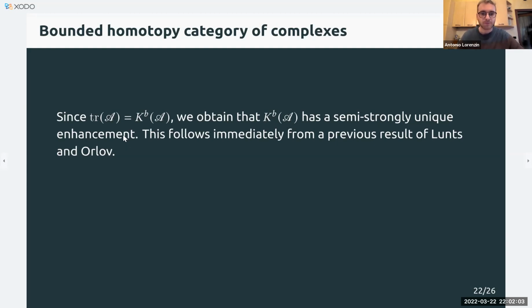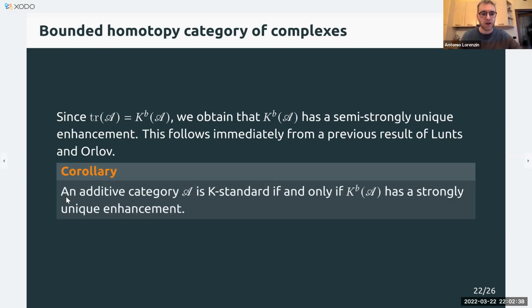a semi-strongly unique enhancement. This has never been stated before, but in fact, it follows immediately from a previous result of Lunts and Orlov, who proved that the triangulated hull of A has a unique enhancement, but they didn't say explicitly that that is simply the bounded homotopy category of complexes. So since we have this, actually we have that A is strongly formal. So as one should expect, we have that an additive category A is K-standard if and only if the bounded homotopy category of complexes over A has a strongly unique enhancement.